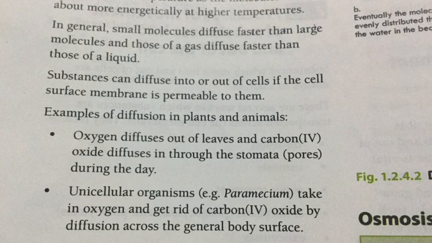Examples of diffusion in plants and animals. Oxygen diffuses out of leaves and carbon dioxide diffuses in through the stomata during the day. Unicellular organisms, for example paramecium, take in oxygen and get rid of carbon dioxide by diffusion across the general body surface.